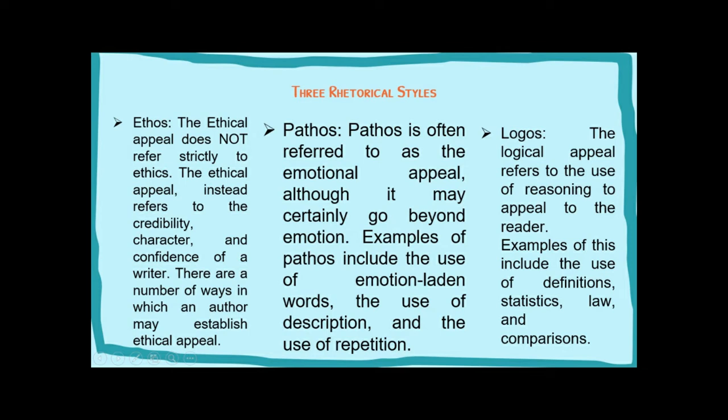Number two, the second one, pathos. Pathos is often referred to as the emotional appeal, although it may certainly go beyond emotion. Examples of pathos include the use of emotion-laden words, the use of description, and the use of repetition. Pathos mainly focus on the writer's emotional appeal. So, for example, you are trying to convince someone in a conversation using your emotions so that you can convince the reader or the listener.